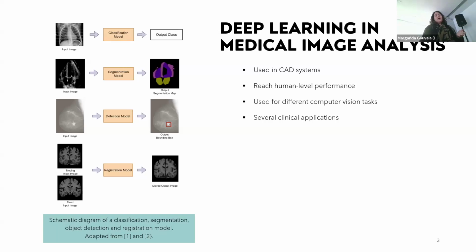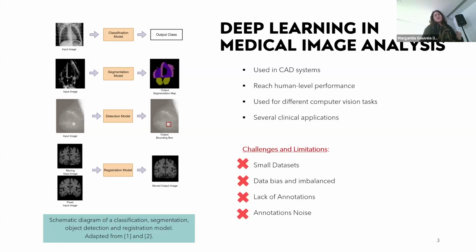But as you may know, since most of you may work with medical images, working with medical images has several challenges and limitations, especially data related. So normally we have small data sets, they have bias, are unbalanced, and for some data sets we have a lack of annotation, and sometimes even when we have annotations, these annotations have noise and also have low quality.